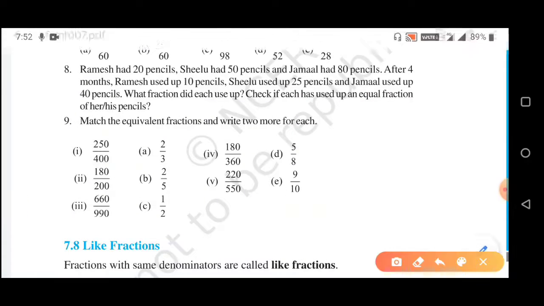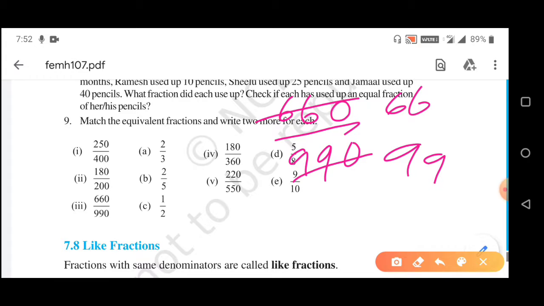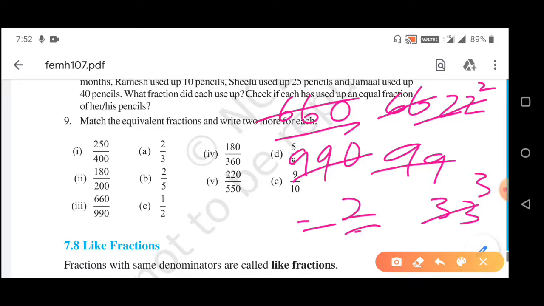Question number 3, 660 by 990. Here also we can divide it by 10, 66 by 99. Now we can divide this by 3, 3 2s are 6, 3 2s are 6, 3 3s are 9, 3 3s are 9. Now we can divide both the numbers by 11. So 11 2s are 22, 11 3s are 33. So 2 by 3. So this question number 3 will be matching with A, 2 by 3.